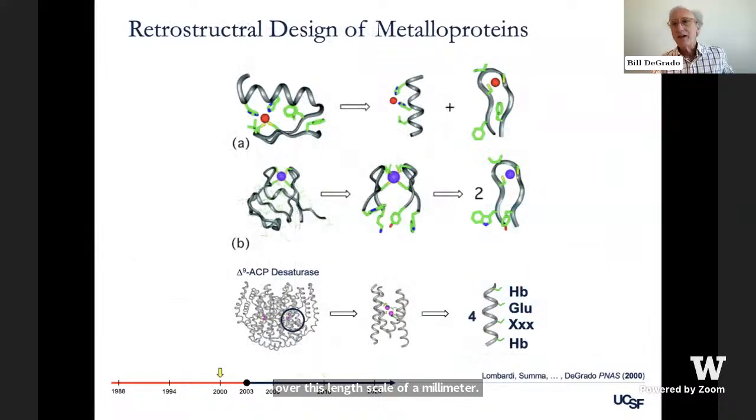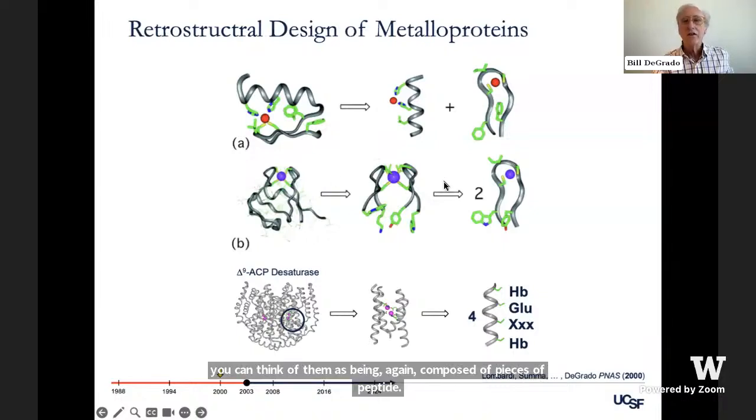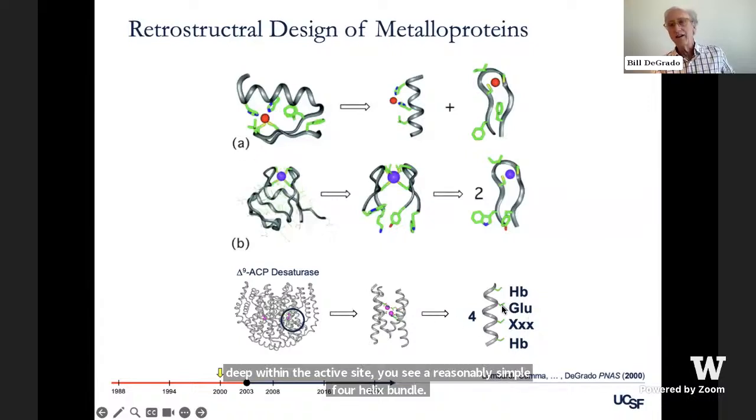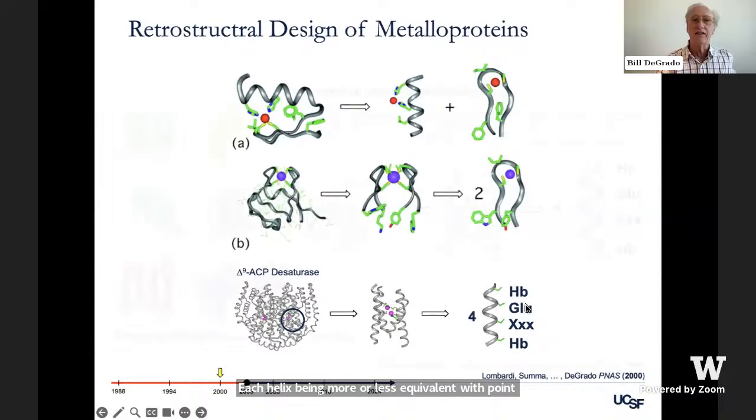We also design metalloproteins, and you can think of them as being, again, composed of pieces of peptide and in a retrostructural manner. Here's a rubredoxin, and here's a diiron protein. It's really quite complex. But deep within the active site, you see a reasonably simple 4-helix bundle, each helix being more or less equivalent with point group symmetry and having a single glutamic acid.